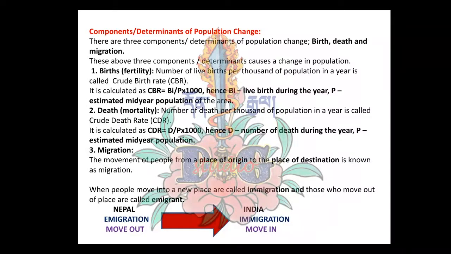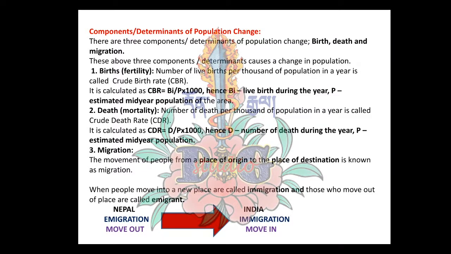Same formula: CDR is equal to D, the number of deaths, divided by P, the mid-year population, same as before, and we multiply by 1000. Then we will get the crude death rate of a particular region. Then the third, the most important component that leads to change in population, is called migration. So what is meant by migration? Migration generally means movement of people from one place to another place, from one country to another country. Based on your textbook, they have mentioned place of origin to place of destination is called migration.